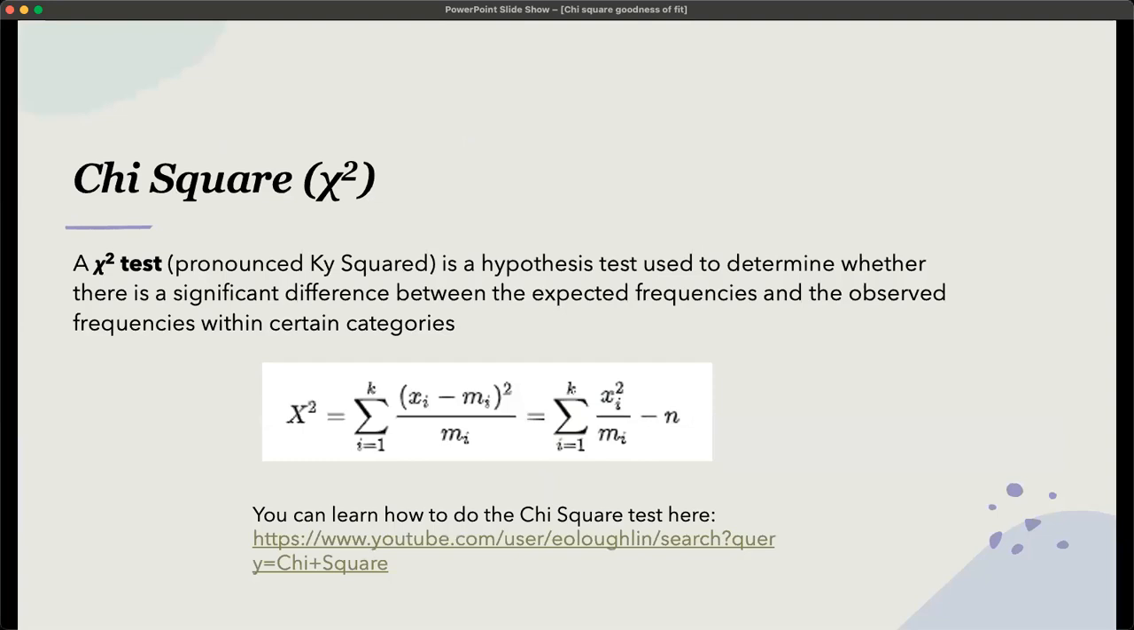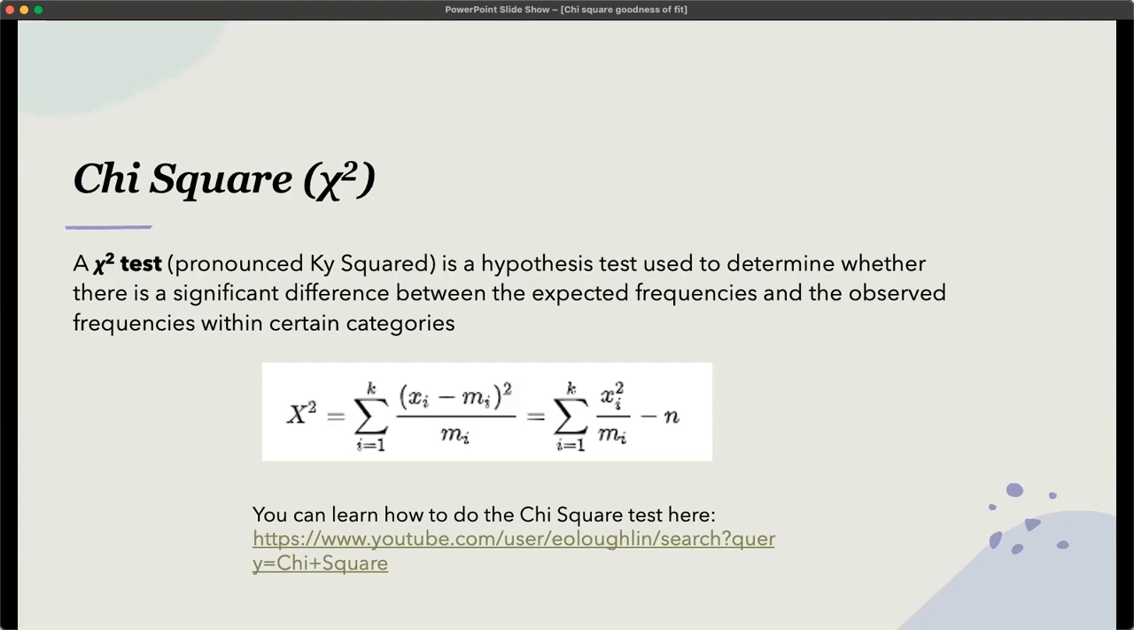So again, this is the chi-square test, and I'm showing you the formula here along with a link to another YouTube account where you can go and learn how to do this by hand. We do not have to do this by hand. We are going to do this in JASP, and I will show you how to do this in JASP towards the end of this video.